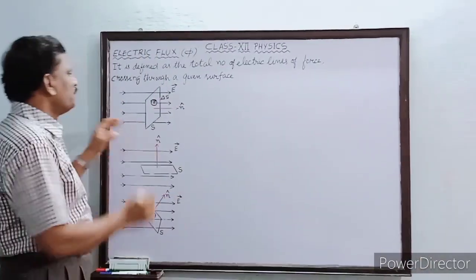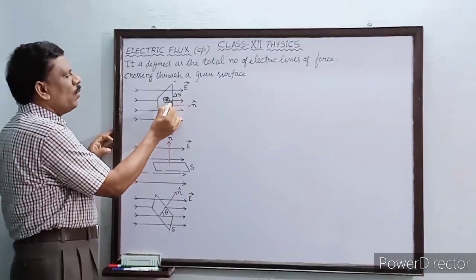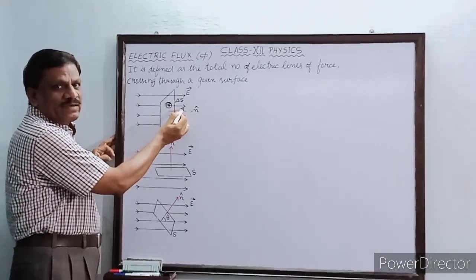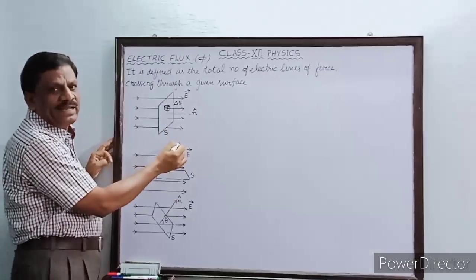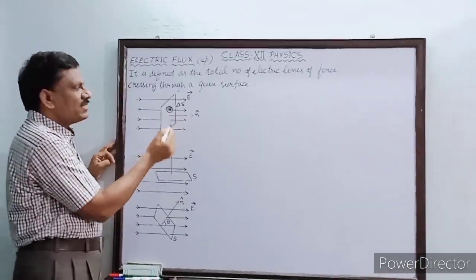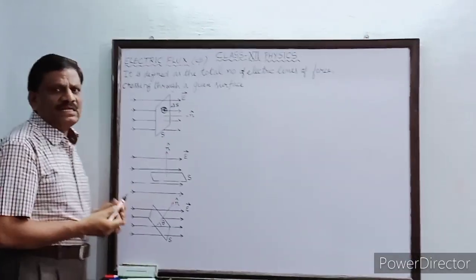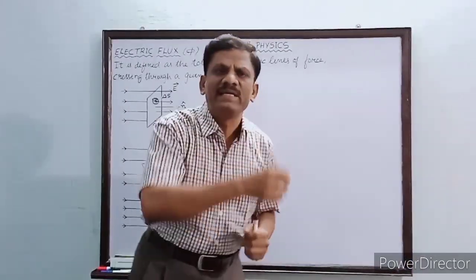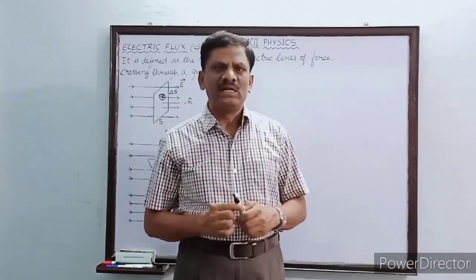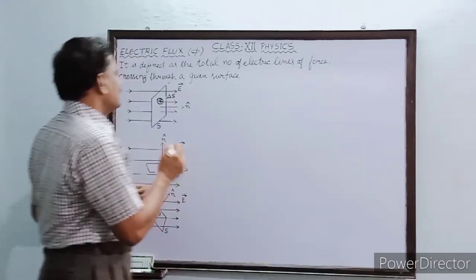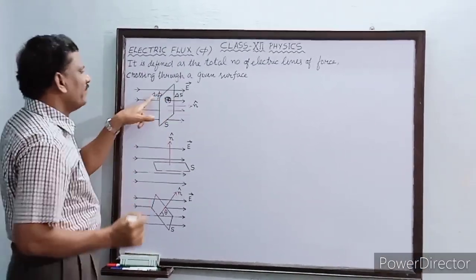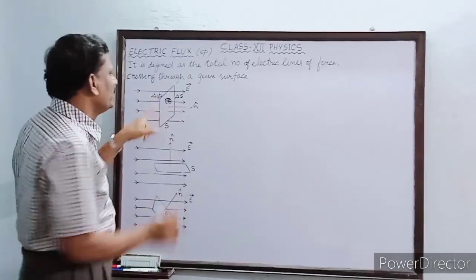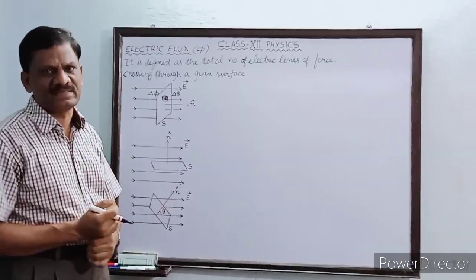So you look at this picture. In this area, only one line of force is crossing. Only one line is crossing. Is it not? In the entire area, 4 lines are crossing as per this picture. So in this small area, the flux passing through that area will also be very small. So I am going to use the symbol delta phi. So delta phi is a very small electric flux passing through the small area delta S.